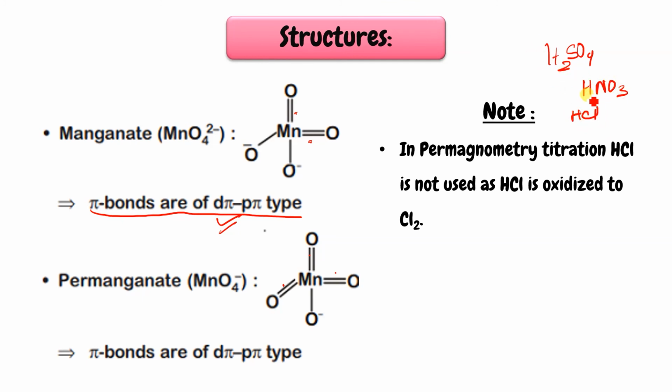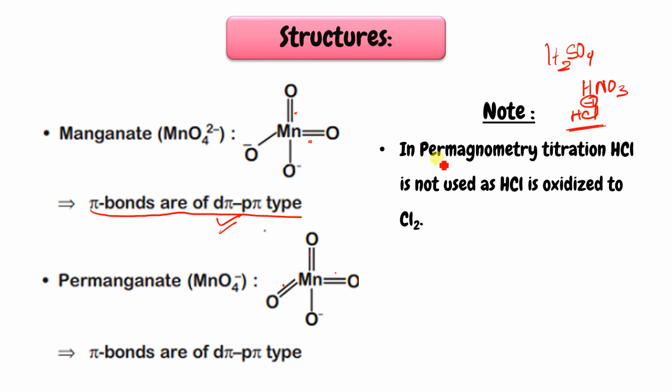all three are strong acids. But why is HCl not used as an oxidizing agent? So HCl is not used as an oxidizing agent. Why? Because the chlorine is in Cl-1, isn't it? So it is in the least oxidation state.